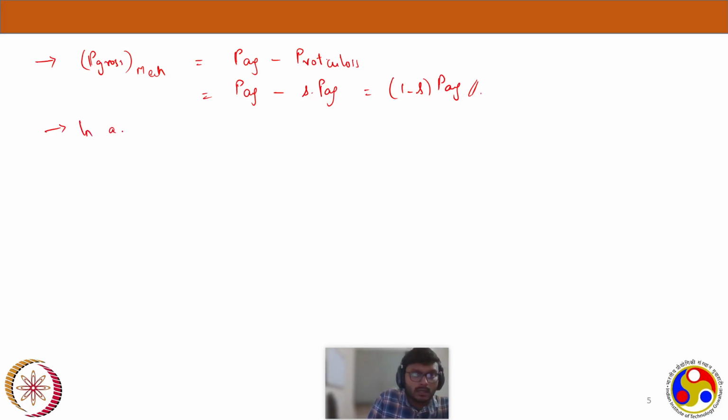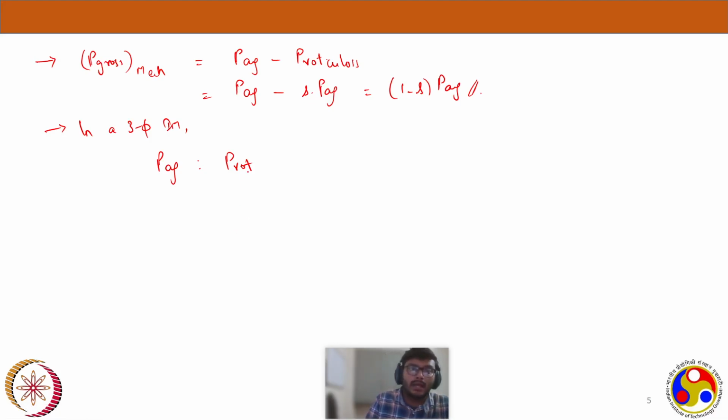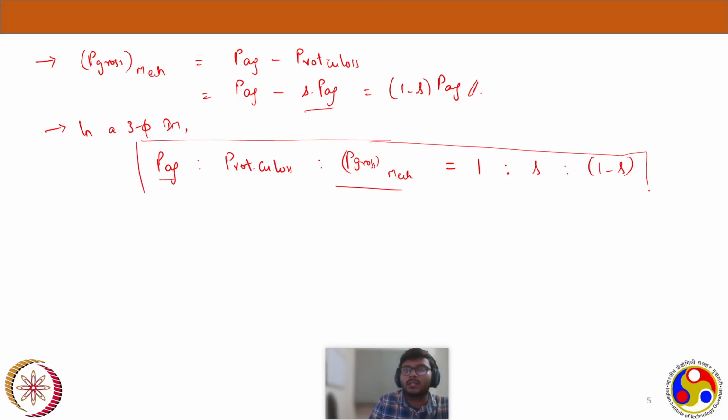In a three-phase induction machine, if you take the ratio of all these: air gap power is to rotor copper losses is to P gross mechanical. All three we got in terms of air gap power. If air gap power is 1, rotor copper losses is S into PAG. So the ratio will be S, and P gross mechanical will be 1 minus S times PAG. So it will be 1 minus S. So this is a very important relation. You can just try to understand and remember.